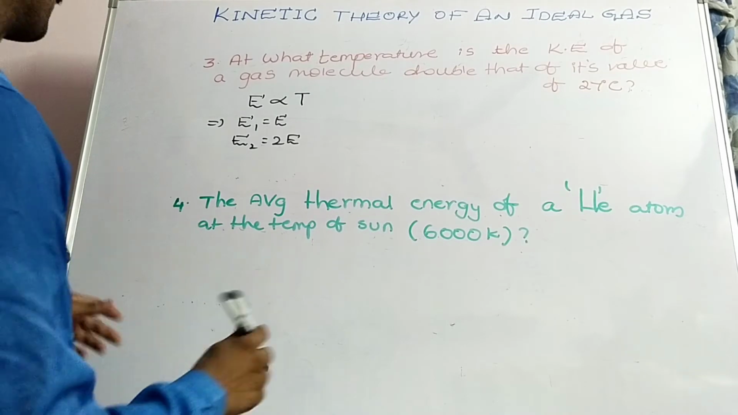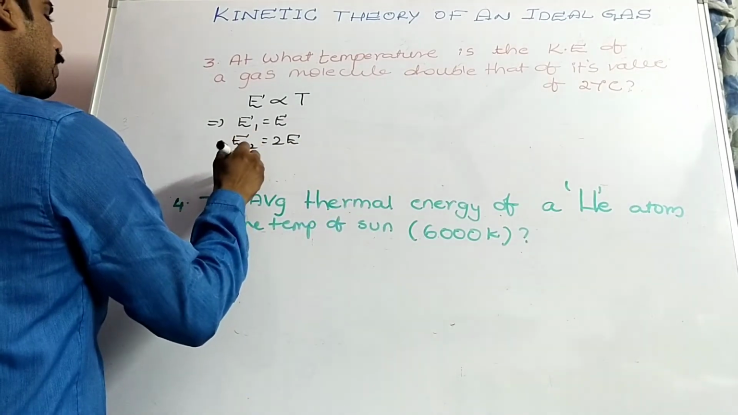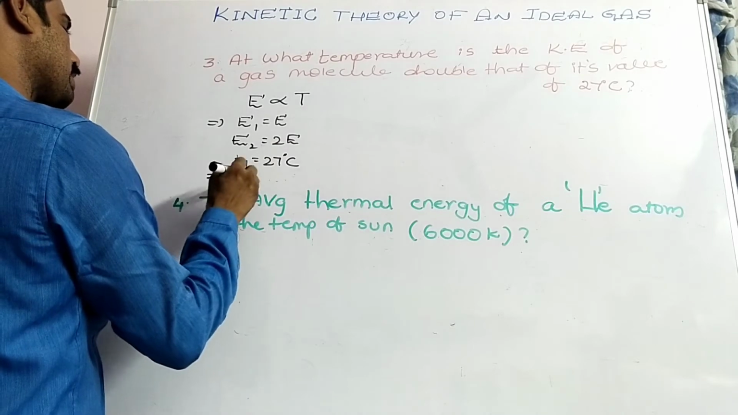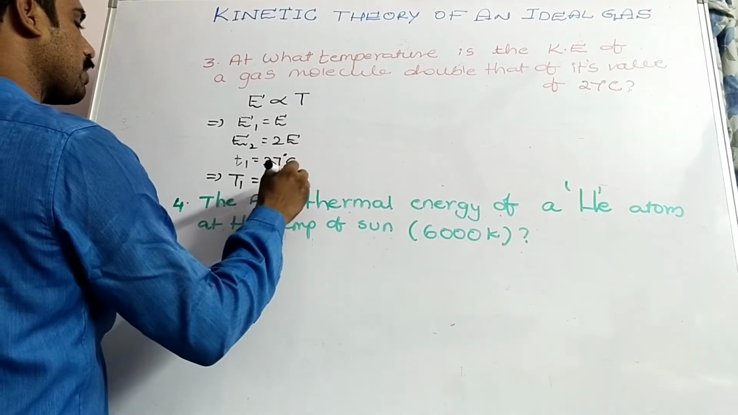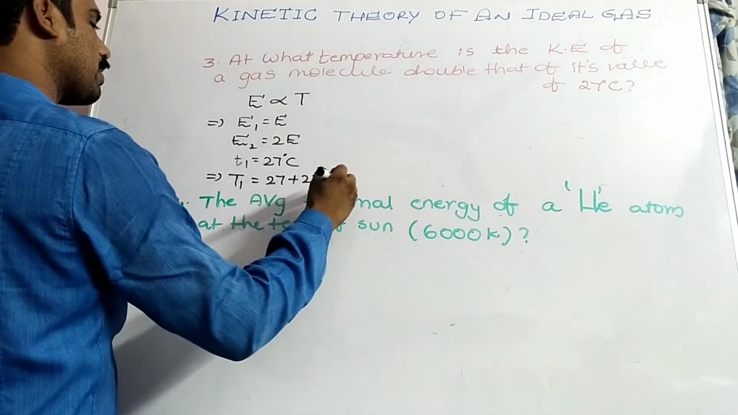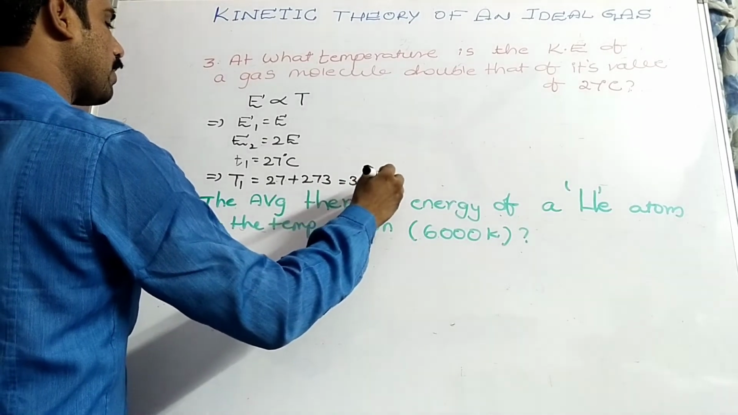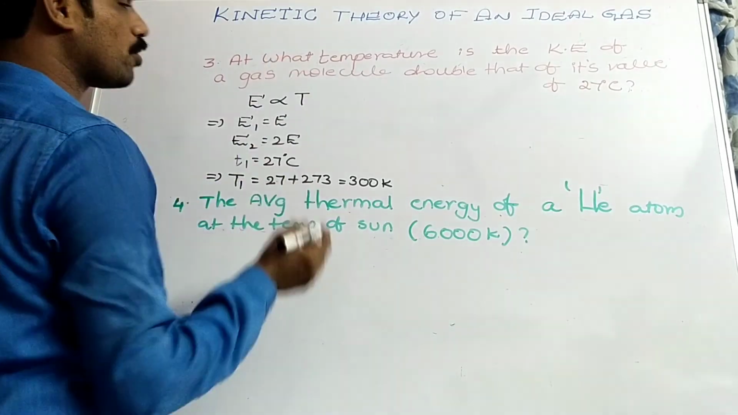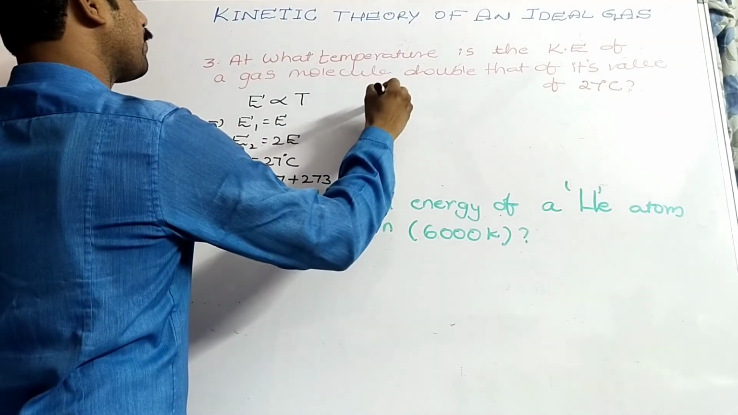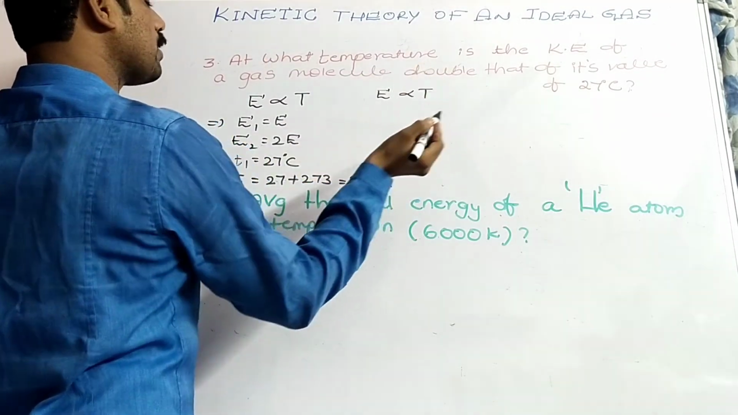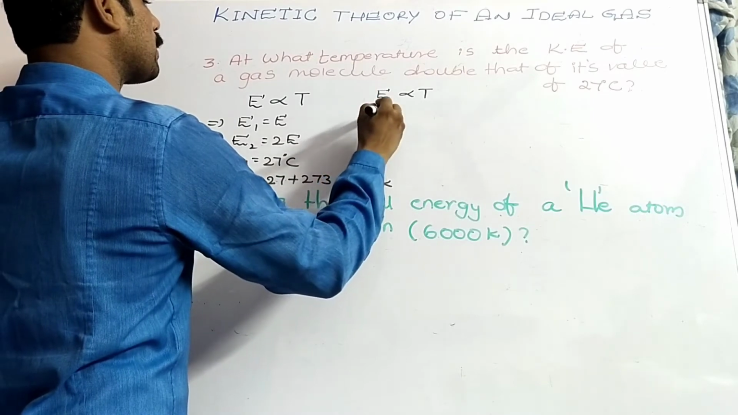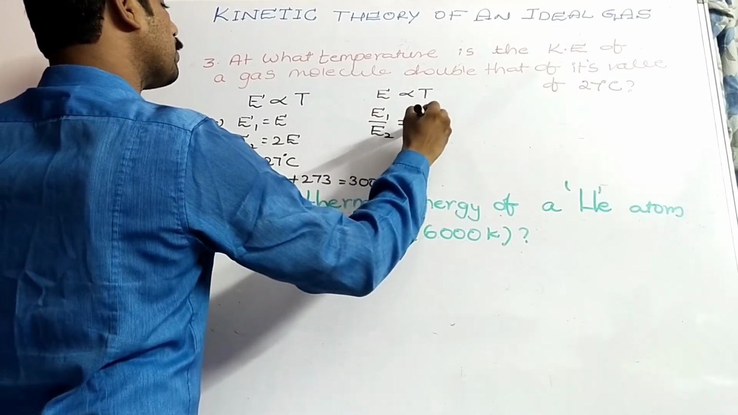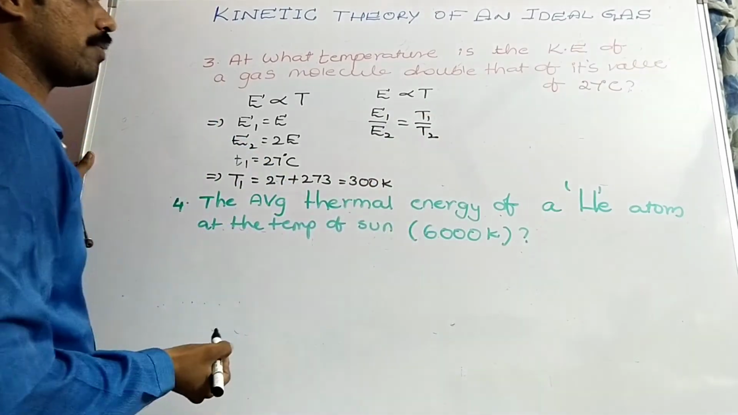So the initial temperature T1 is equal to 27 degrees Celsius. That implies, for the capital T1 on the absolute scale of temperature, we have to add 273 Kelvin. That's why the initial temperature becomes 300 Kelvin. So by substituting in the expression, if E is directly proportional to T, we can write it as E1 by E2 is equal to T1 by T2.